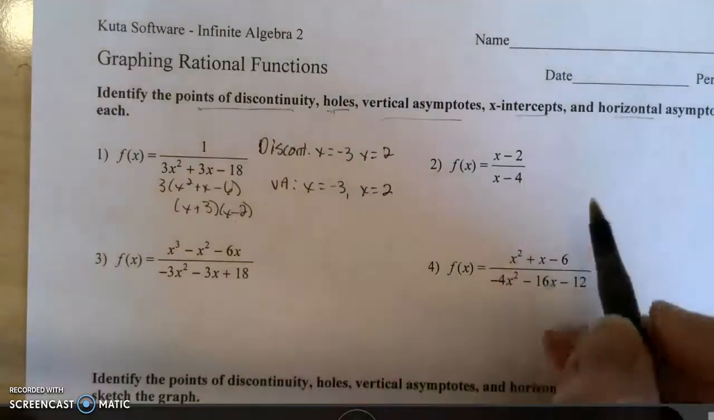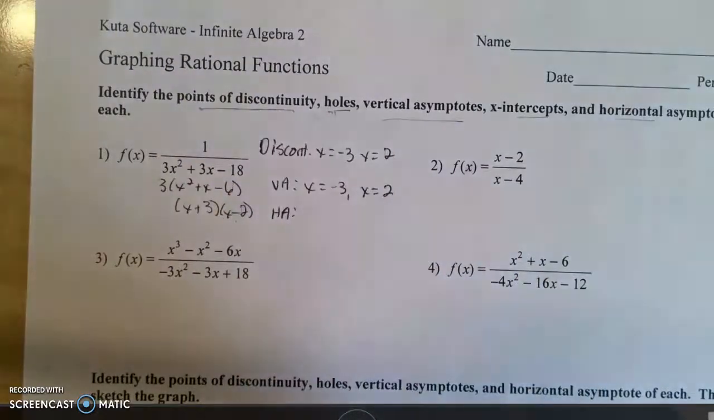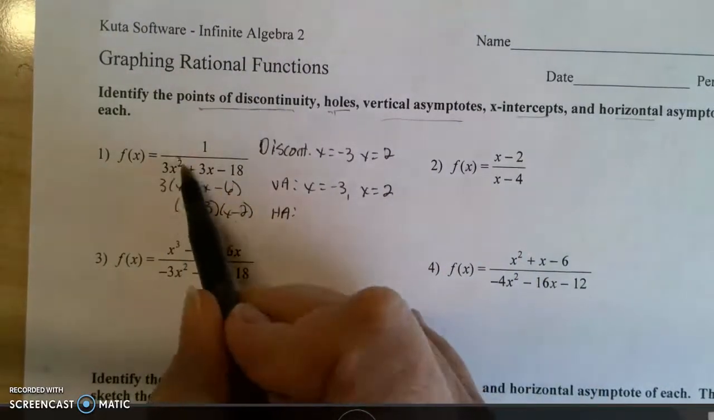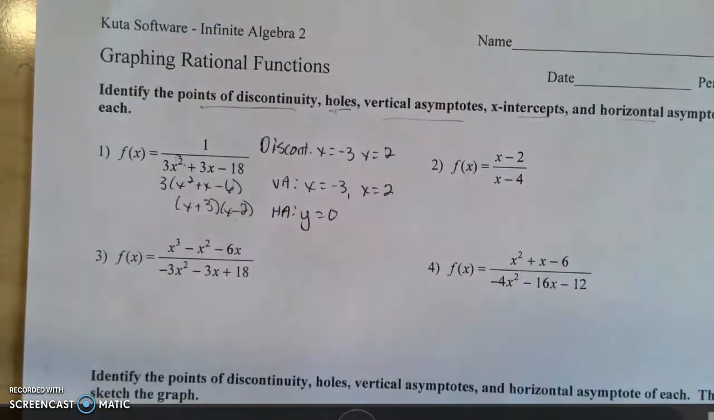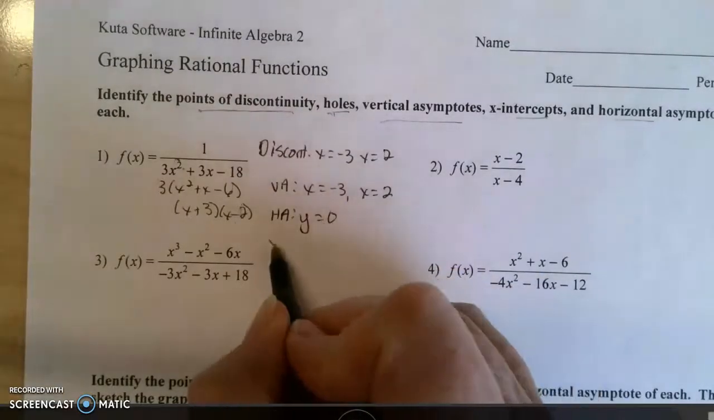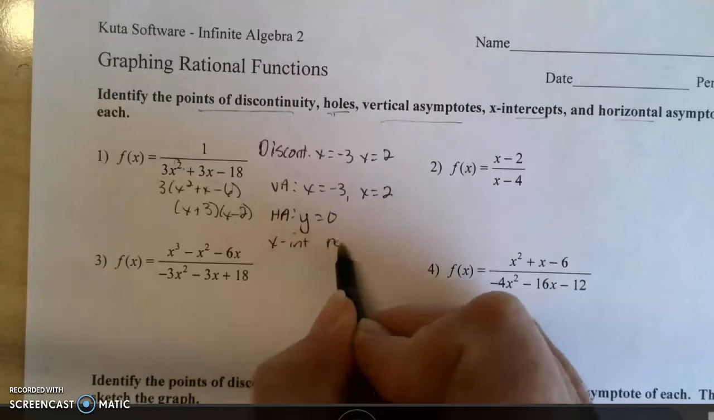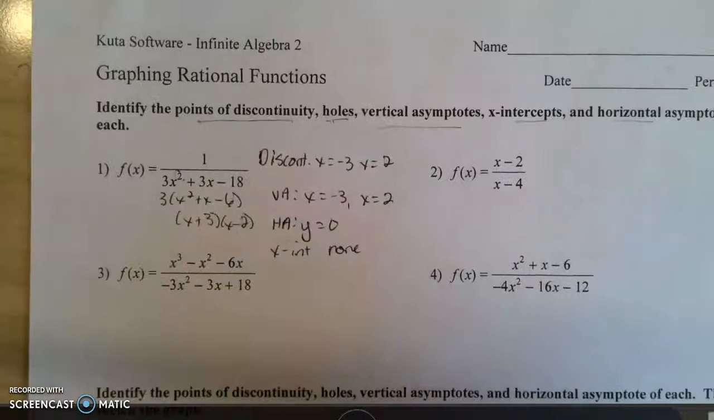Okay, now let's find our horizontal asymptote. I like to find the asymptotes first. So horizontal asymptote, our denominator has the largest exponent, so that's y equals 0. And this is why I find them first. If my asymptote is at y equals 0, do I have any x-intercepts? No, because I can't intersect the x-axis, y equals 0. So x-intercepts, I have none. And I'm not all that concerned about finding intercepts, and you'll see why when we get to graphing.